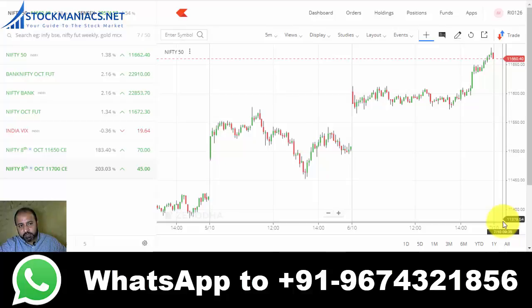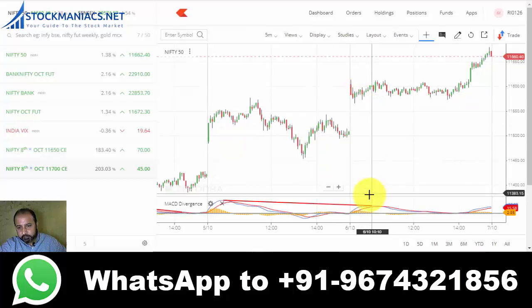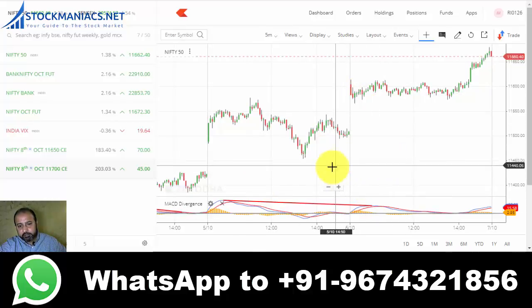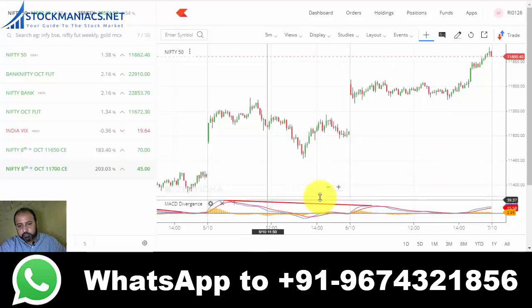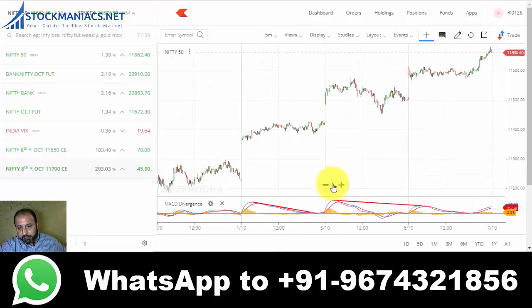And Zerodha Kite is a super charting platform. Here you can use all the indicators, and very recently they have actually given the divergence indicators also. So let me start with the MACD divergence. Let me go to the studies, and here just below the MACD you will find the MACD divergence. Anytime you find a divergence, it will be shown on the chart. So let me minimize it.